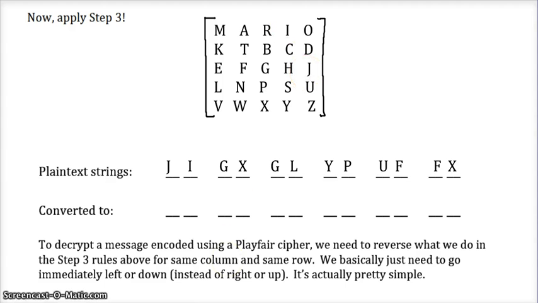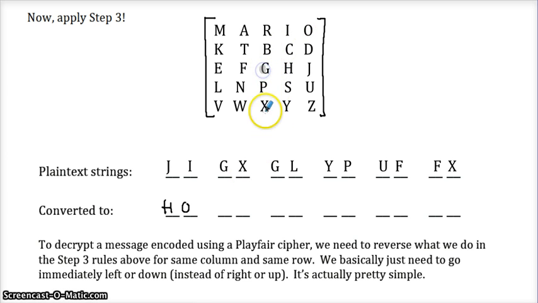So J and I are at two different parts of a rectangle here. So the other corners of that rectangle would be O and H. So the J turns into H because it's in the same row. The J turns into H and the I turns into O. Okay. Next, G and X.